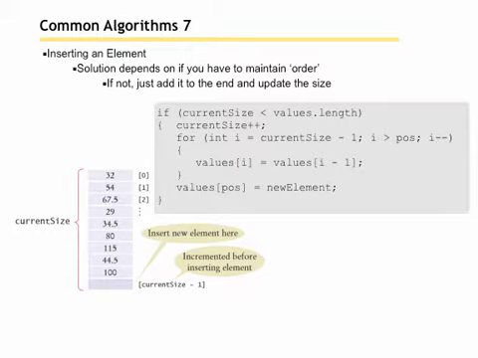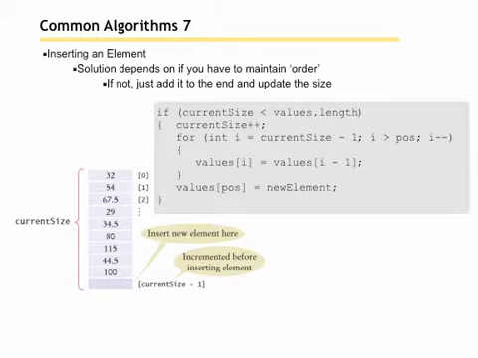So if currentSize is less than values.length, we increment currentSize, and we have a little for loop where we figure out where this item is going to go in the list. For int i equals currentSize minus 1, so the last element in the list, i greater than pos, i minus minus. So we're going from the end and we're counting backwards, and we're copying the element that's in the previous location to the current location. And then remember, we're working backwards. This is scooting the stuff out of the way in order to be able to insert something in the list.